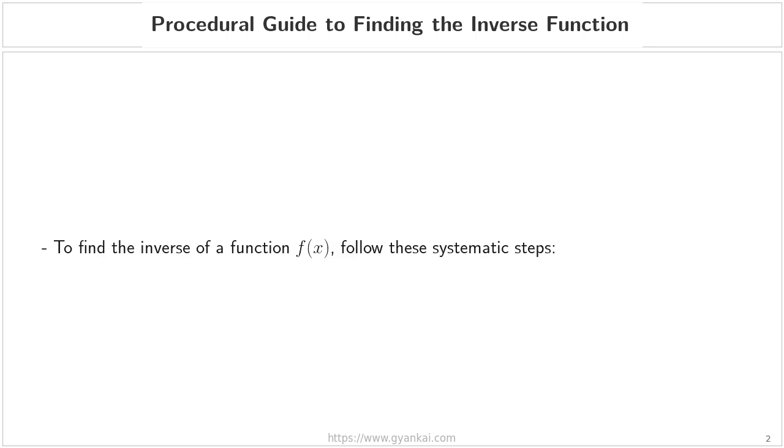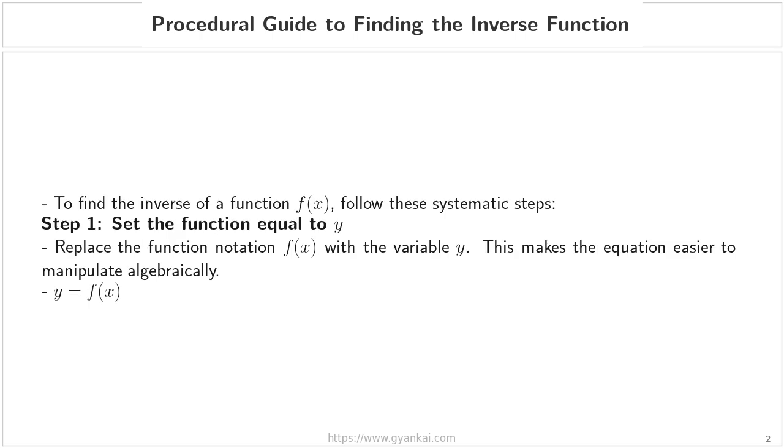Now that we have established the theoretical requirements for a function to be invertible, let us move on to the practical application. To find the algebraic expression for the inverse of a function, f of x, we follow a systematic four-step procedure. First, in step 1, we set the function equal to y. In practice, this means you replace the function notation, f of x, with the variable y. We do this because it is much simpler to manipulate a single variable algebraically than it is to work with function notation. So, your equation will start as y equals f of x.